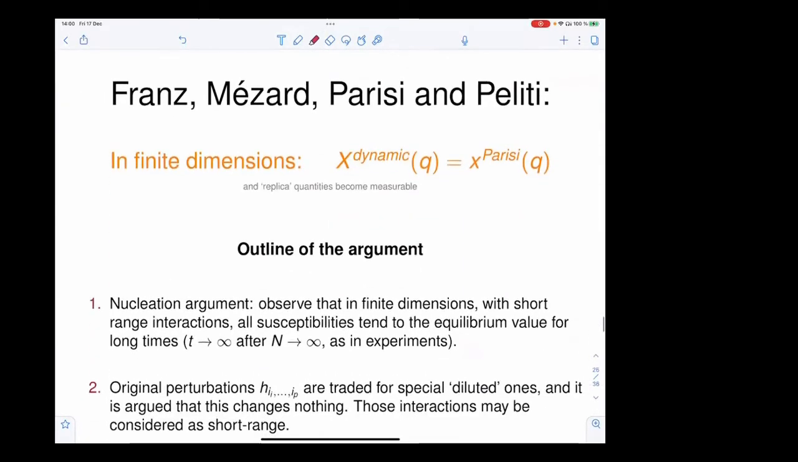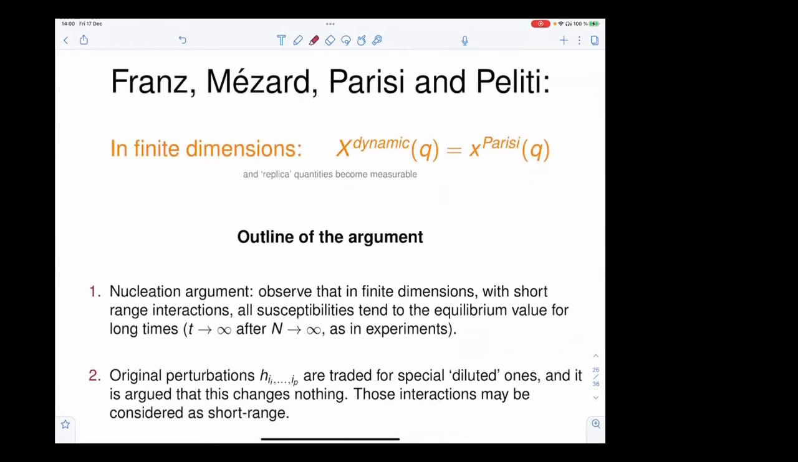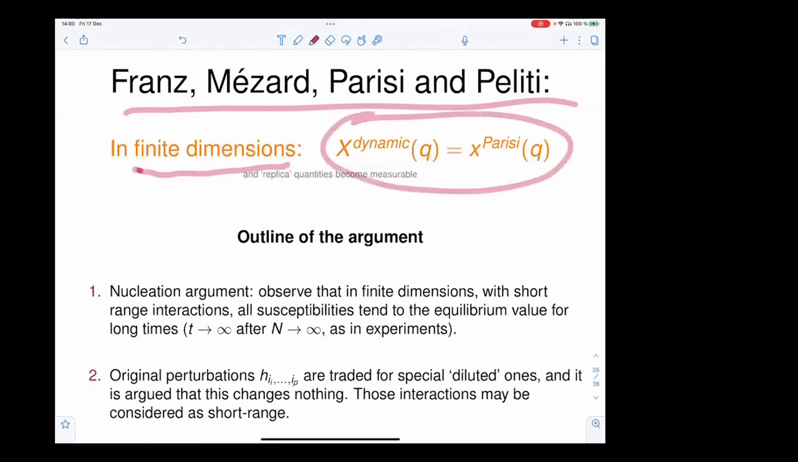And here comes a surprise. In a paper some, I don't know, 15 years ago maybe, by these gentlemen, Silvio, Mark, Giorgio, and Luca, they showed not only that these two things played the same role, but that in finite dimensions, and remember it's very important that it's finite dimensions, the dynamics and the Parisi x actually have the same values. So this is an incredibly surprising thing. How could this be so?